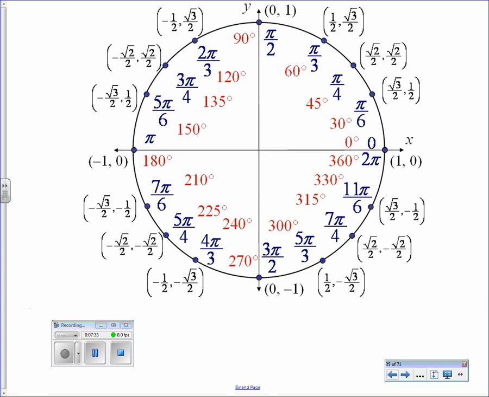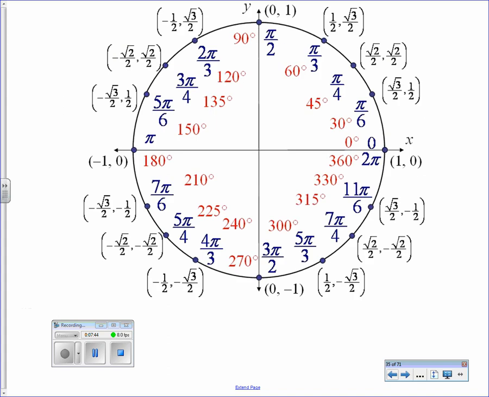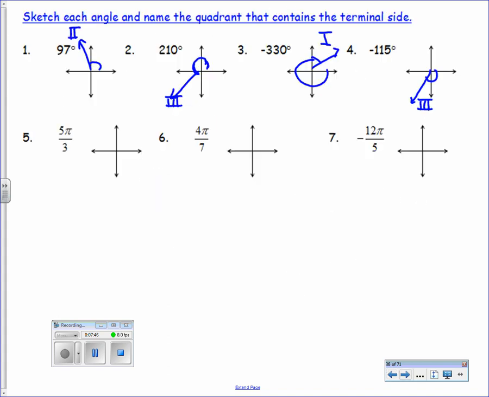We'll break these things down into even more. The one we're trying to find here is 5 pi over 3, and that is actually going to be right here, 300 degrees. That's its other name. Again, it's a positive angle, so we're going to be turning and we're going to end up in the 4th quadrant.